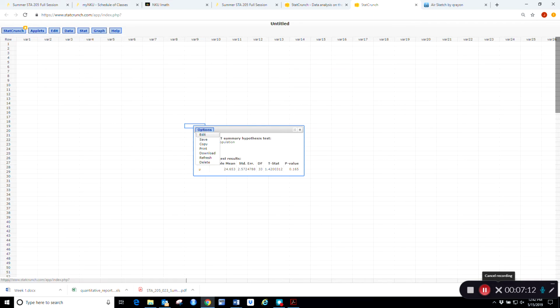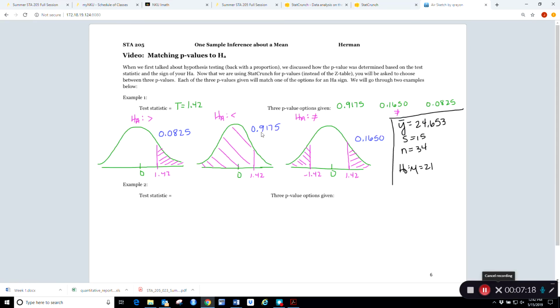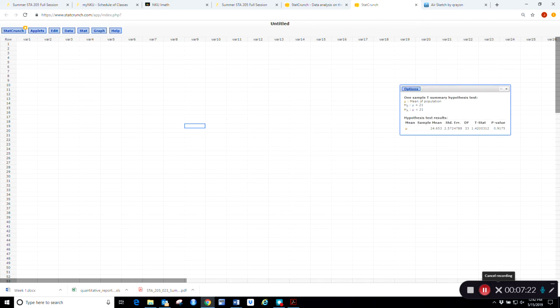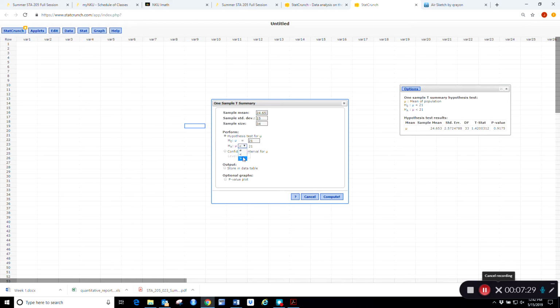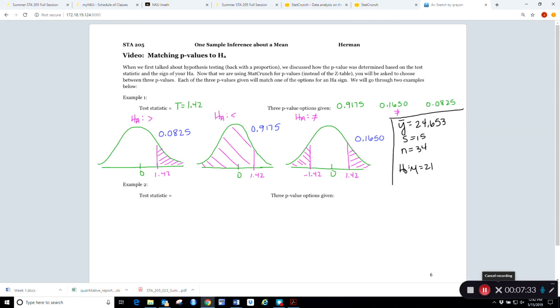If I change my alternative sign, again, the only thing that's going to change is my p-value. If I change it to the less than, I believe I should get 0.9175. And that is what we get. And then for the greater than sign, we get our 0.0825 that we had here as well. So again, those three p-value options given to you will always be for one of those alternative signs.